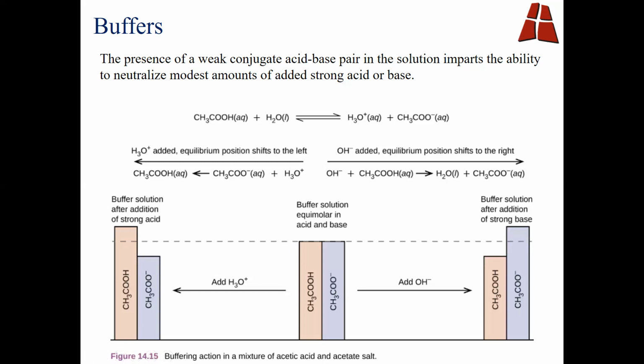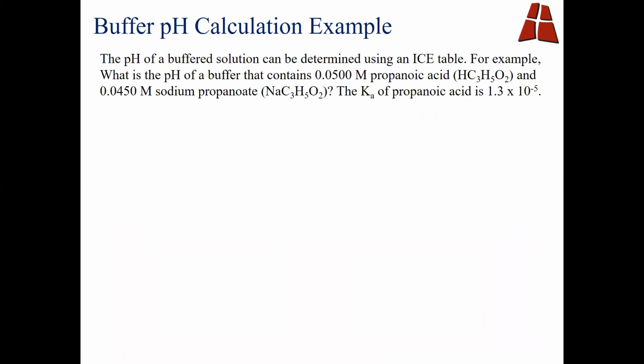Okay. So how do we then determine the pH of these buffered solutions? One way that we could do it is using an ice chart. So I'll go through an example here. So what is the pH of a buffer that contains 0.050 molar propionic acid, our HC3H5O2, and a 0.045 molar solution of sodium propanoate, its conjugate base?